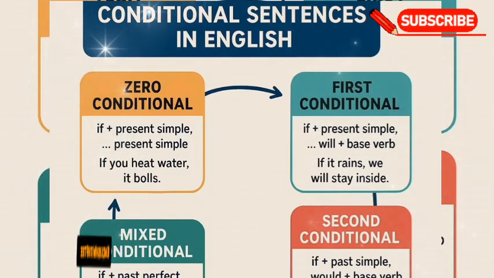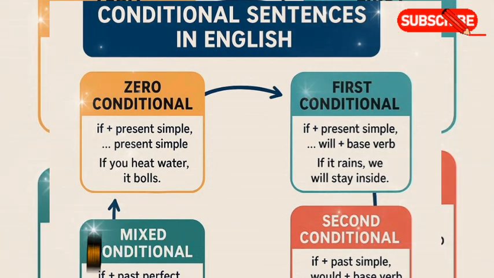When to use the zero conditional? We use the zero conditional to talk about facts and general truths, things that are always true, scientific facts, universal truths.